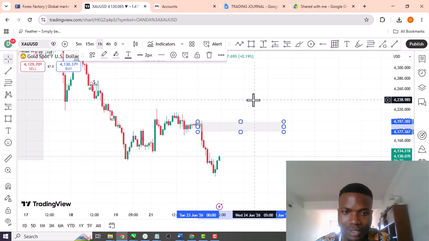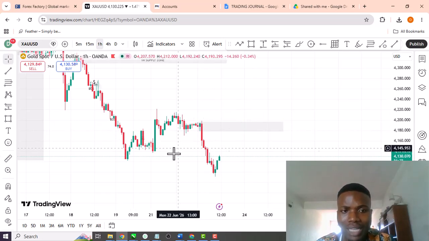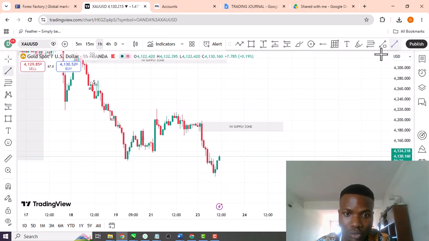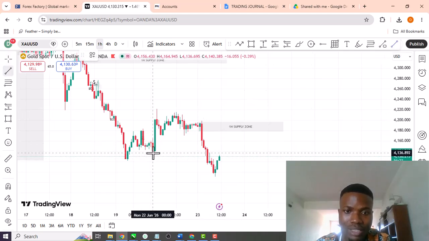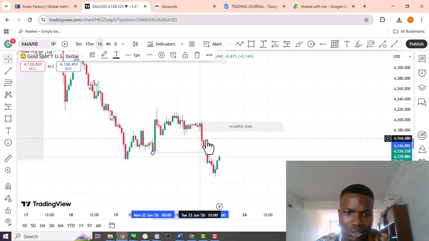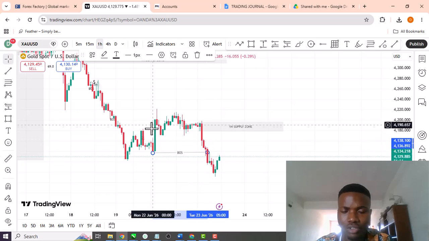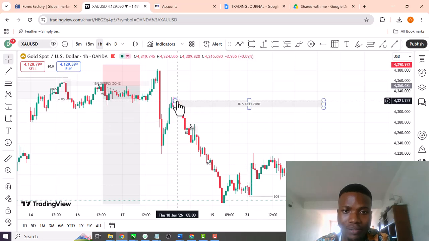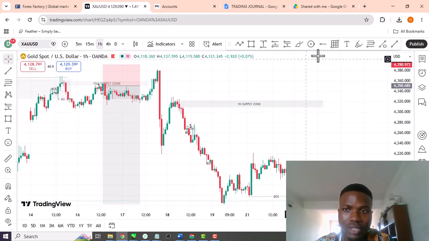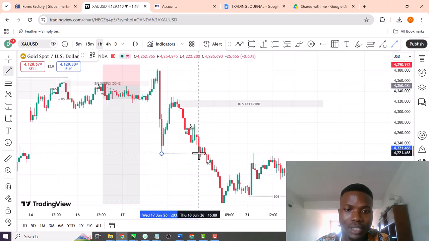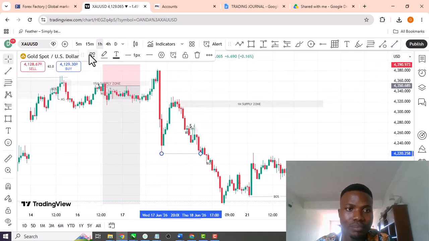Now traders, what actually makes this a valid supply zone is that it also has a break of structure. In fact, that is one thing that validates this supply zone. So this is the break of structure, and this one as well also has one. Since we have a supply zone around there, it means that price simply broke structure. You can see that it broke this low, so this is a break of structure.